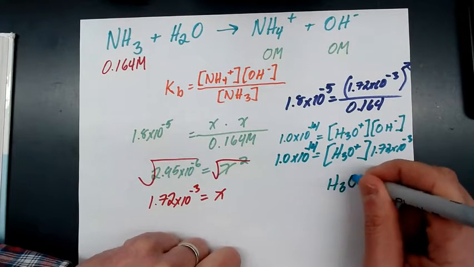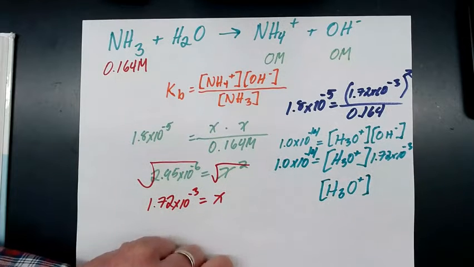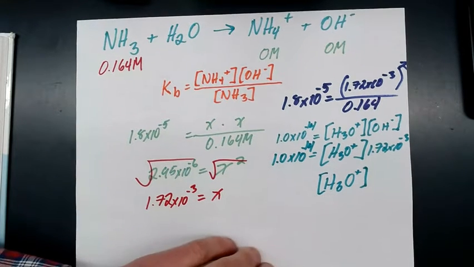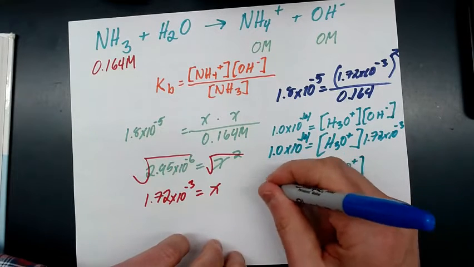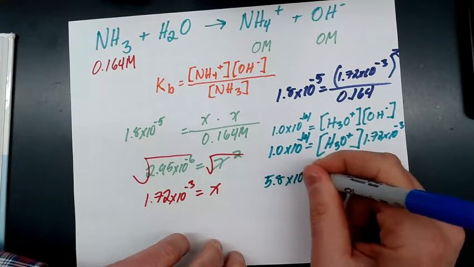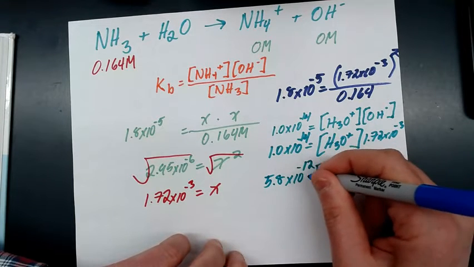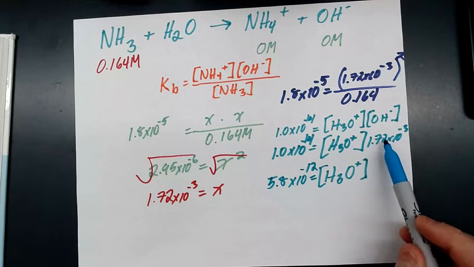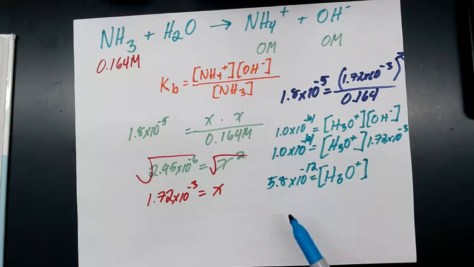And my hydronium ion concentration ends up being something around 5.8 times 10 to the negative 12. Right? So in comparison, a pretty small number. A lot more hydroxides compared to my hydroniums. So this tells me that my pH is going to fall into the basic scale.